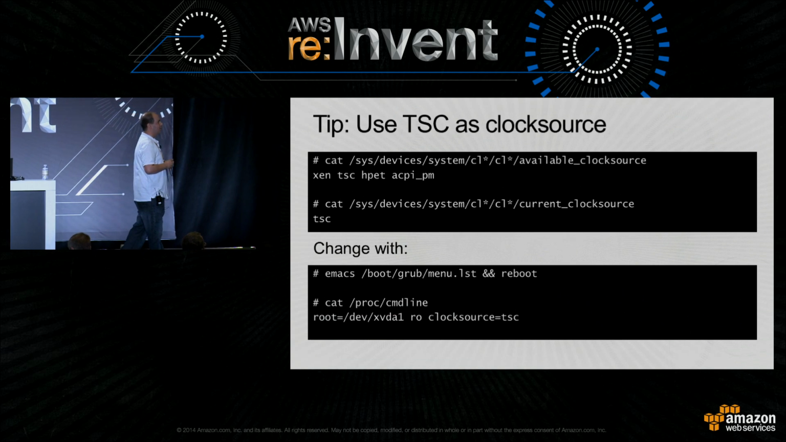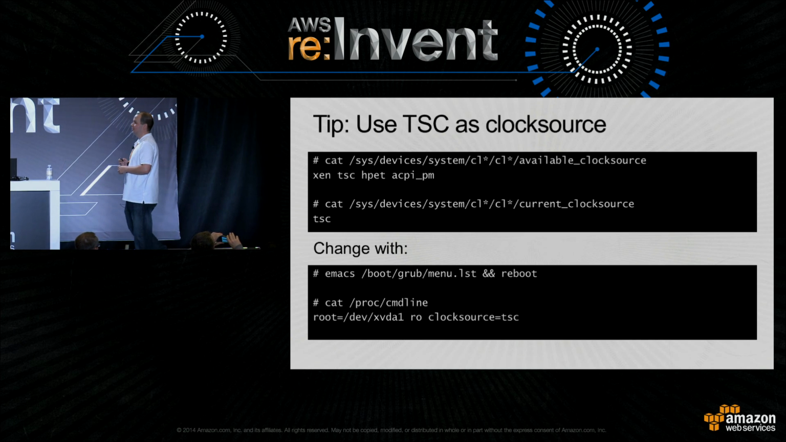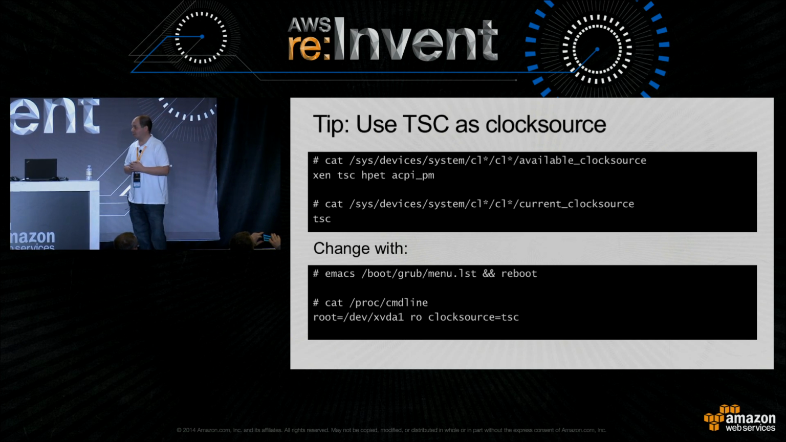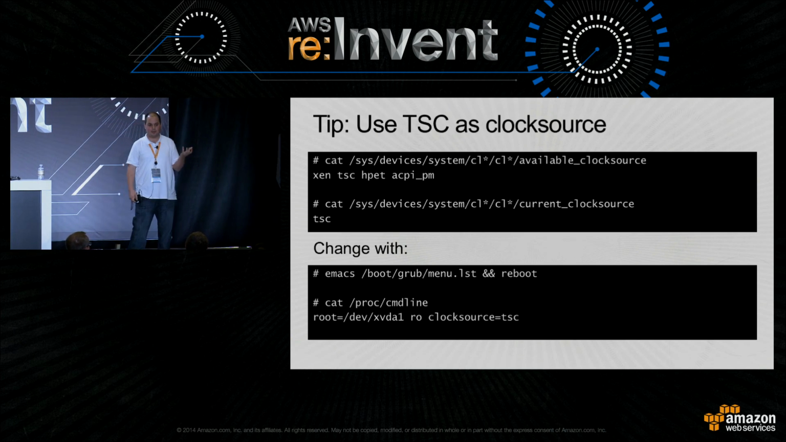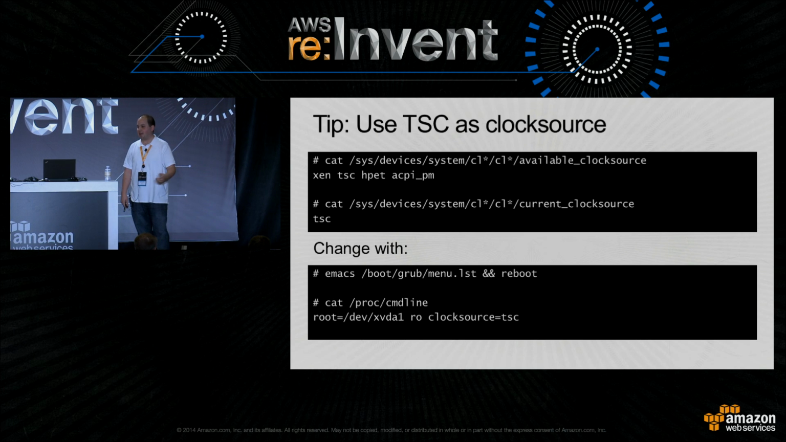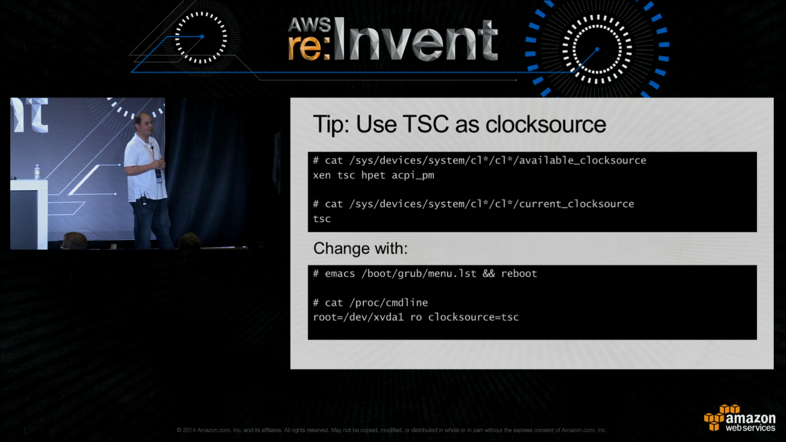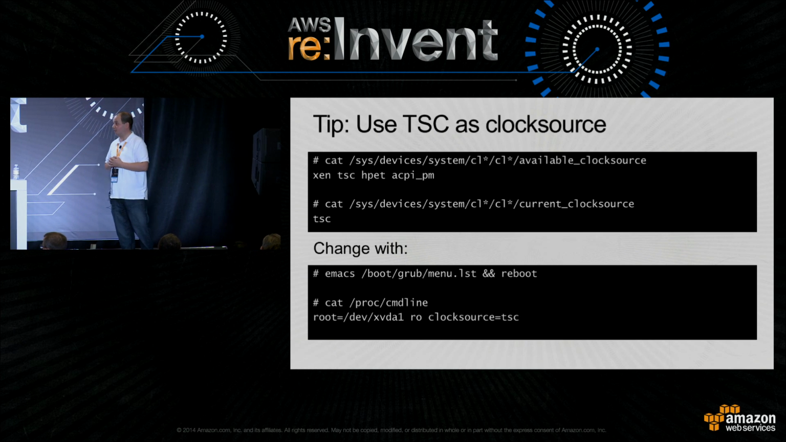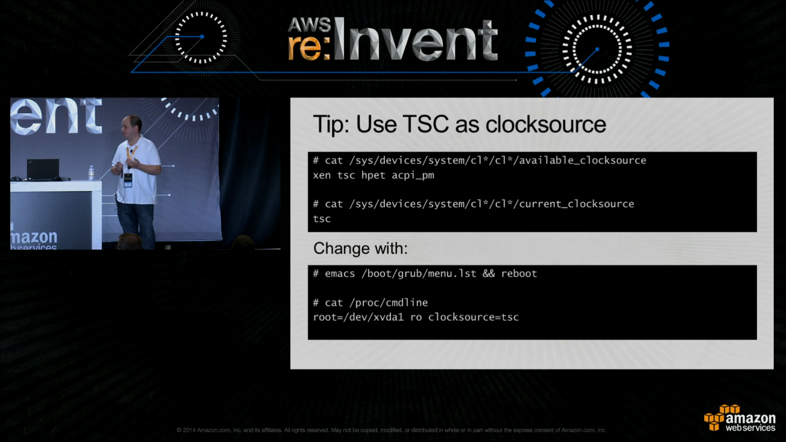And the final tip we have for getting the most out of your C3 instance is to use the TSC as your clock source. On Linux, there's two different time mechanisms to know about: clock source and clock events. At a very high level, when you do a get time of day, you're accessing a clock source. I have commands on the screen, and you can see it on the slide share after this event, that will let you see what your current clock source is. Usually, by default, it's going to be the Xen clock source, the Xen PV clock.